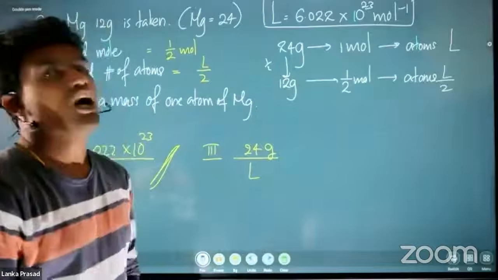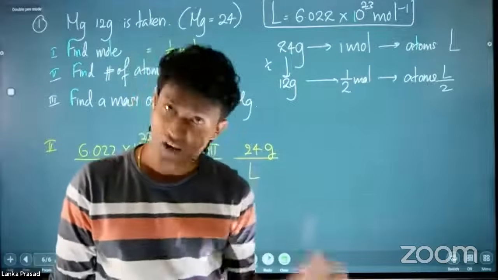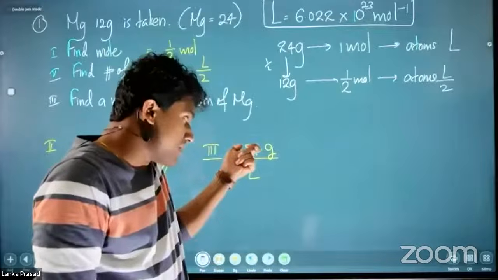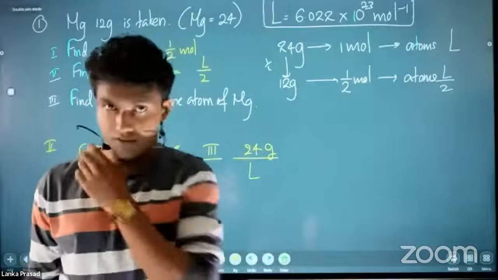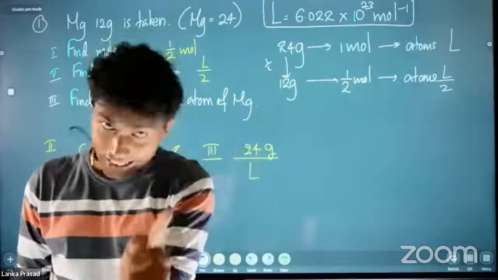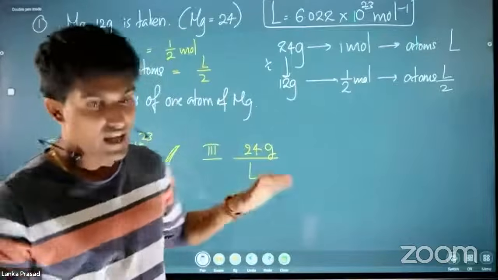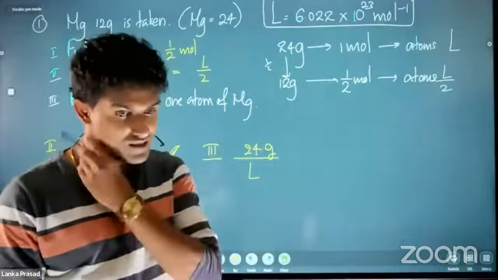So if you want to find out the mass of 1 atom, how do you find it? The relative atomic mass should be divided by the Avogadro constant. Got it? If you want to find the mass of 1 molecule, how do you find it? The relative molecular mass should be divided by L. Got it?